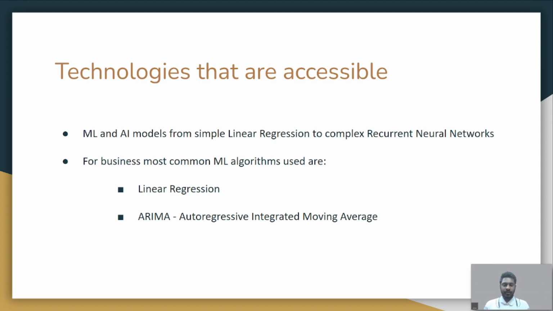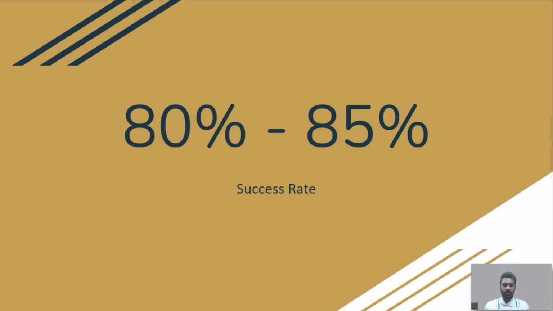For businesses, the most commonly used machine learning algorithms are linear regression and ARIMA, autoregressive integrated moving average. Moving average is also used in stock market analysis. We can say it may give a success rate of 80 to 85%. Well, these are made up numbers, but it can be true. It can go all the way up to 90 or 92% as well, because ML algorithms give an accuracy between 80 to 85 or 80 to 90%.